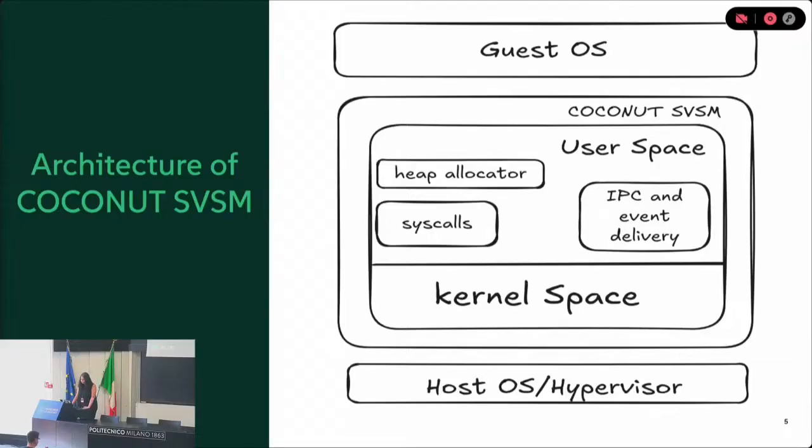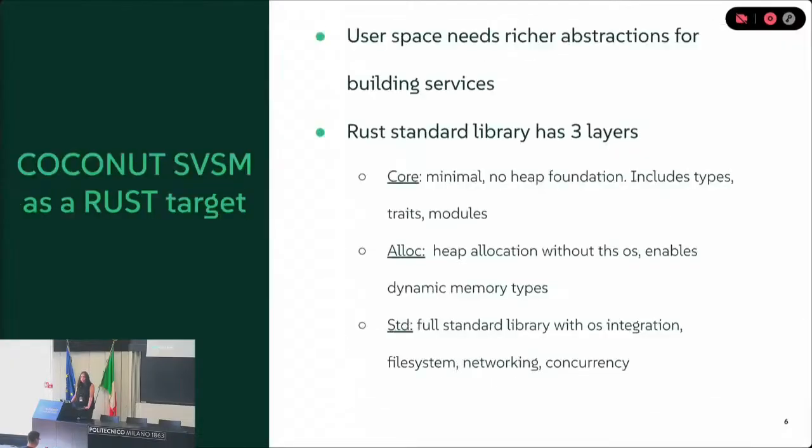I won't go much deeper into the updates with regards to what we have now already since last year, because that will be covered by Stefano and Oliver in the next talk. But as these building blocks are accumulating and as the SVSM's user space is maturing, there's a growing need for integrating the Rust STD library. This is useful for providing richer abstractions for building the services.